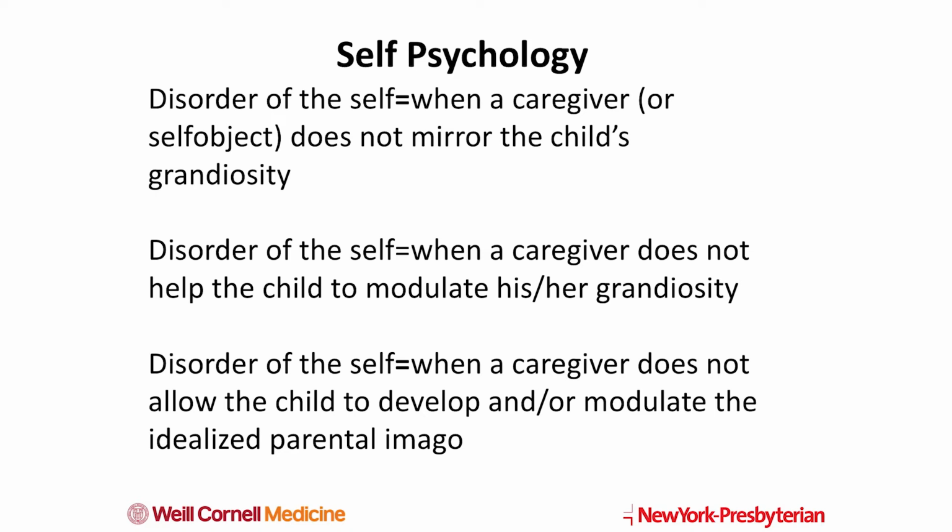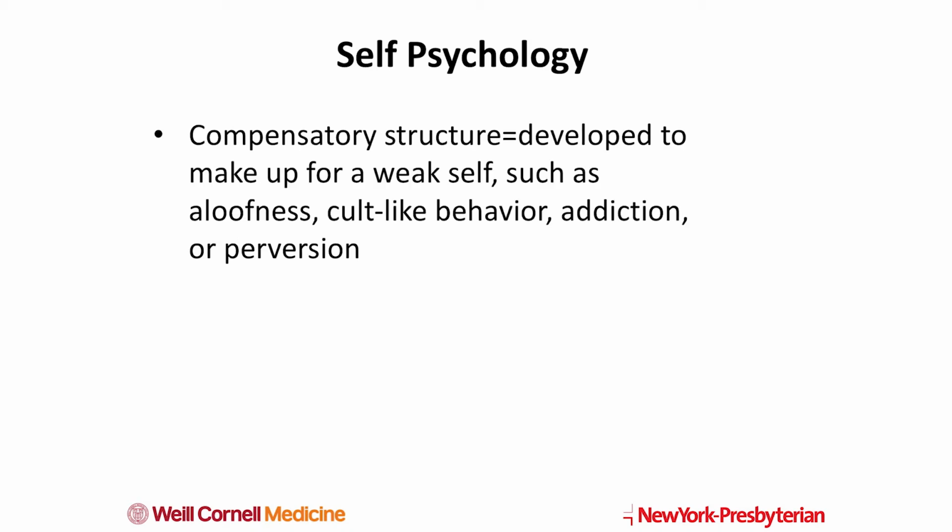In such cases, wishes for an idealized parent persist in their childish form, or the child may give up on such wishes. In either case, the child is not able to develop lasting ideals and goals. In other words, in disorders of the self, clinicians may see a weakening of either component of the self. The clinician may also see compensatory structures developed to make up for a weak self, such as aloofness, cult-like behavior, addiction, or perversion, to mention a few.